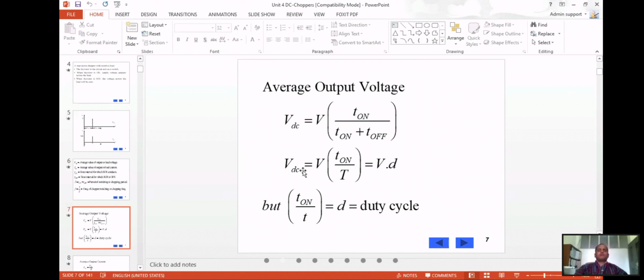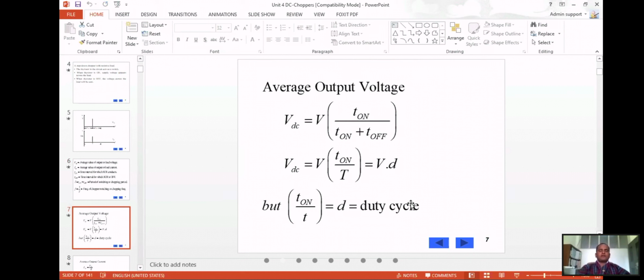So to find the output voltage VDC, V is the source voltage, the input voltage. So VDC will be equal to V times T on divided by T on plus T off. This is known as the duty cycle: T on divided by T on plus T off, the total time. So T on divided by total time is equal to D. So VDC will be V T on by T, which is equal to V dot D. Here the small letter D is the duty cycle. So T on by T is the duty cycle.